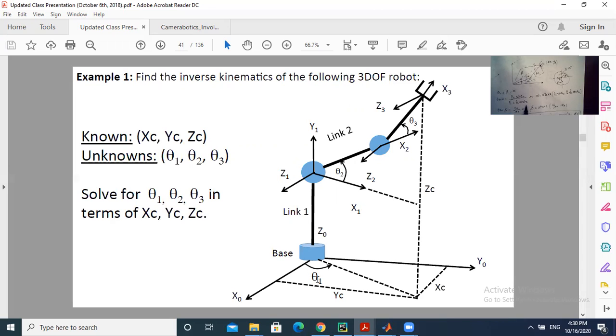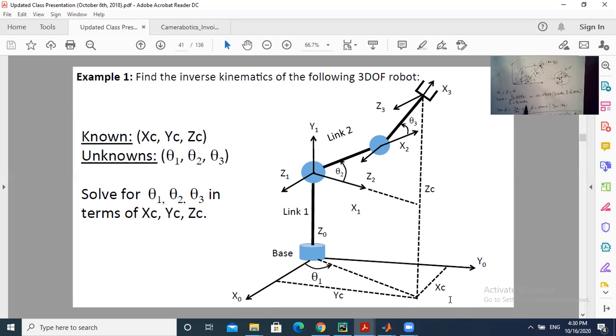And how can I solve theta 1? Here we'll do basic geometry. We'll use geometry to be able to find theta 1, theta 2, and theta 3. So how is theta 1? I know simply that tangent theta 1 is equal to yc over xc, right? So theta 1 is equal to atan2(yc, xc), right?